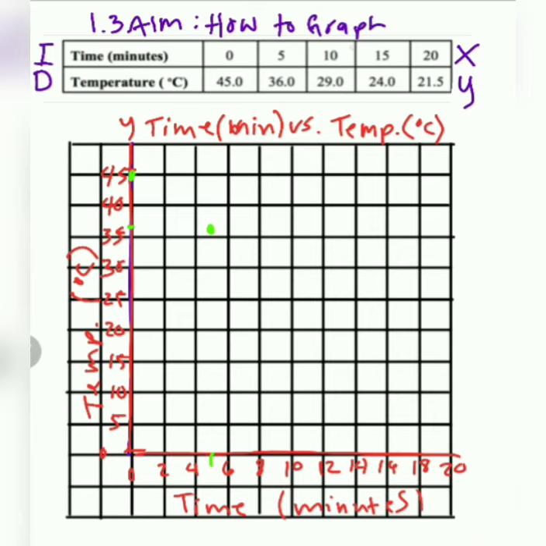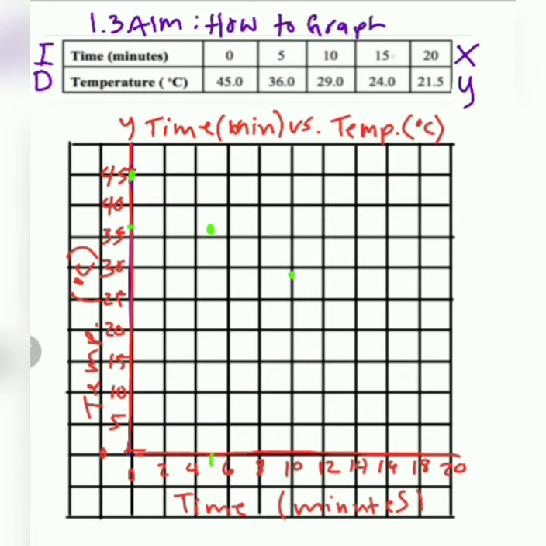Next, 10 minutes and 29 degrees Celsius. Here's my 10 minutes. I'm going to move up. There's 30 right here on this line. There's 30 on this line. And then I'm going to make sure I'm still on my 10. I'm going to go just a little below 30, so I show 29 degrees Celsius.